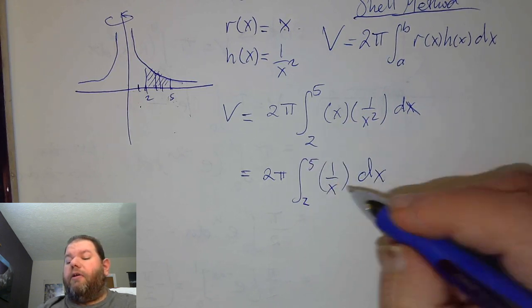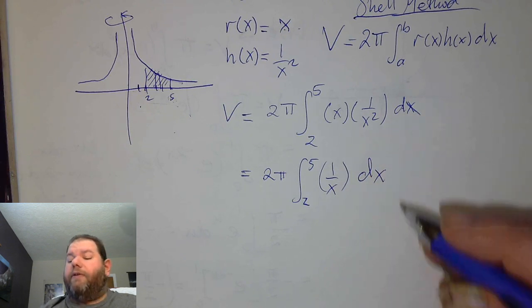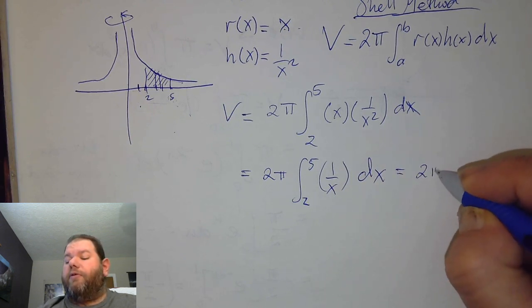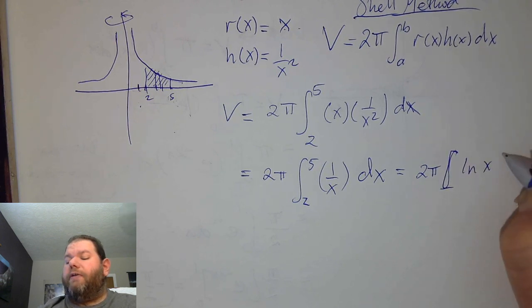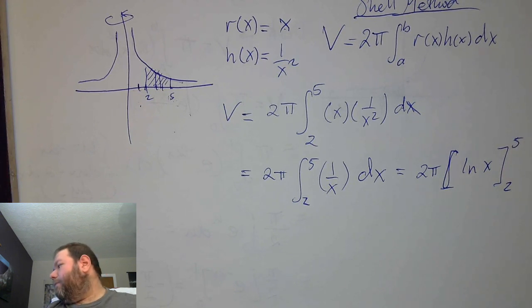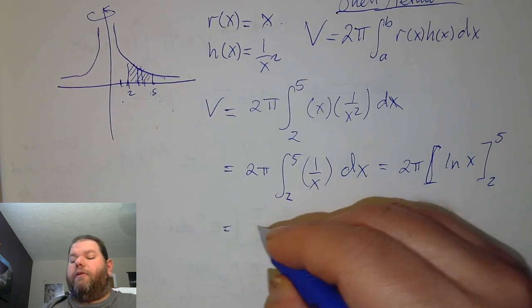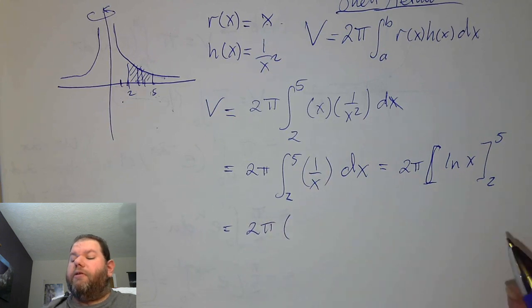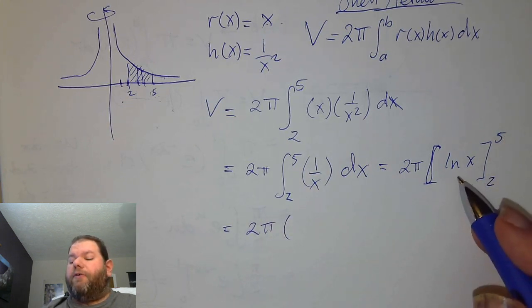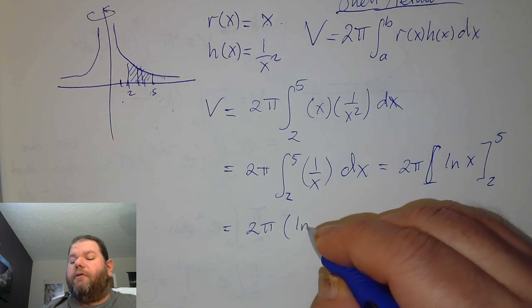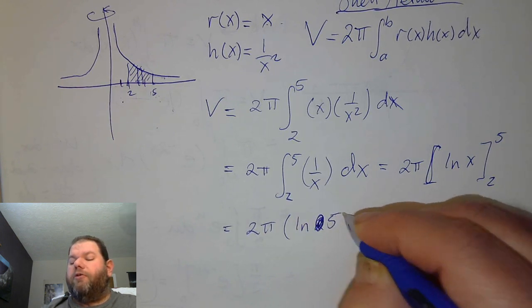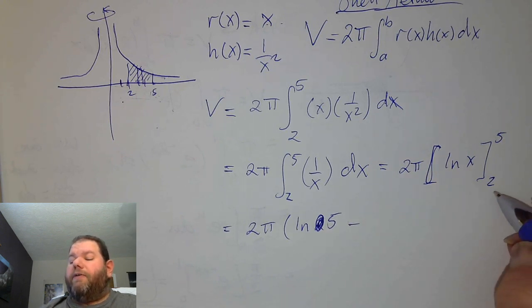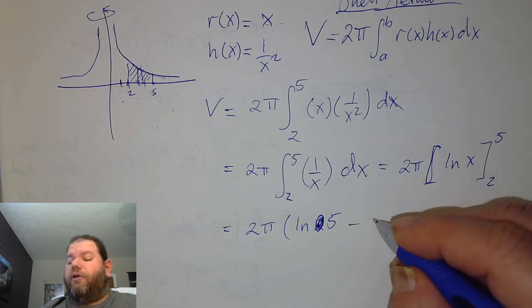Dx. And we want to integrate 1 over x. And remember that the integral of 1 over x is natural log of x, and that is integrated from 2 to 5. So lastly, we just plug in our limits. 5 first, because it's natural log 5, minus the x equals 2 gives us natural log 2.